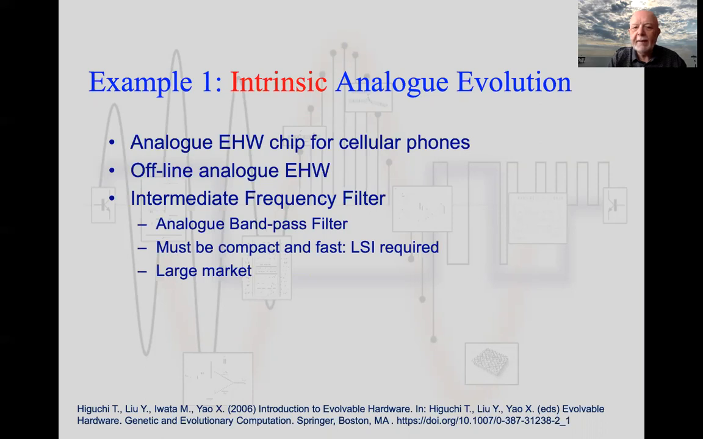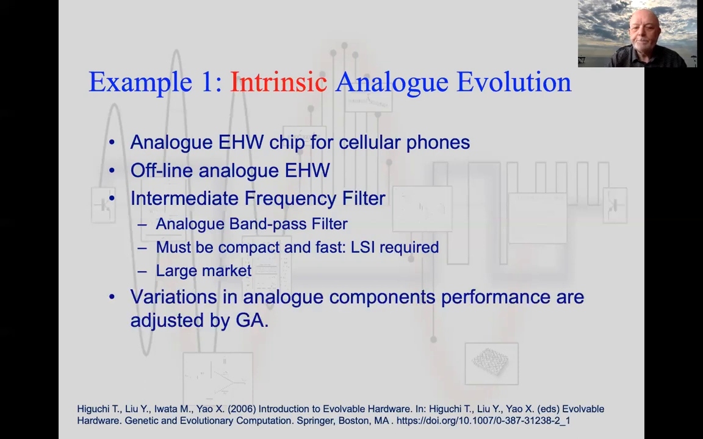What they were looking at is the intermediate frequency filter on these phones. In fact, it was an analog bandpass filter, as we'll see from the characteristics in a minute. The requirement was that it must take up a small area and be fast, and there was a very large market for this, obviously, because it was going to end up in cellular phones.